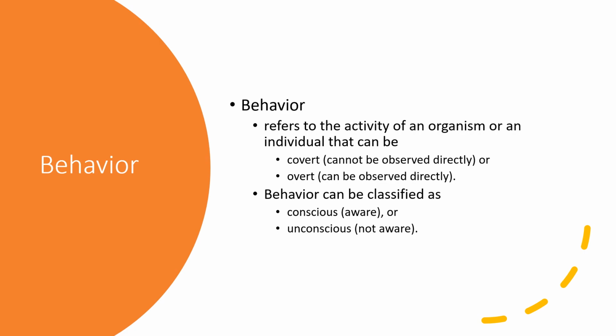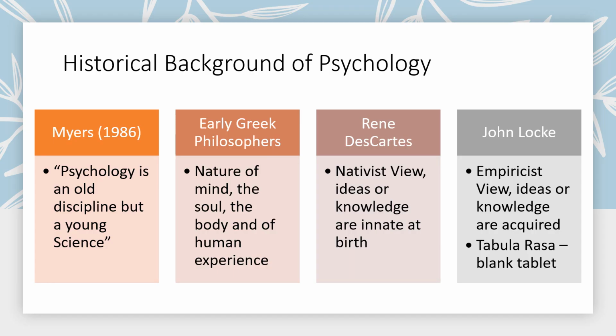Now we know what a behavior is. Let's talk about the historical background of psychology. Well, psychology started a long time ago. But before that, psychology is actually considered a young discipline. According to Myers in 1986, psychology is an old discipline, but a young science.